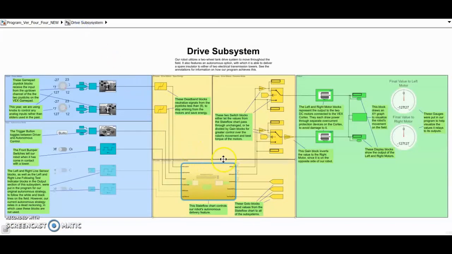After passing through the state flow chart, the values from the joysticks go to these switches, which cut the values in half when precision mode is activated. The values are then sent to the motors, one of them being inverted for the right motor since it is on the opposite side of a robot.